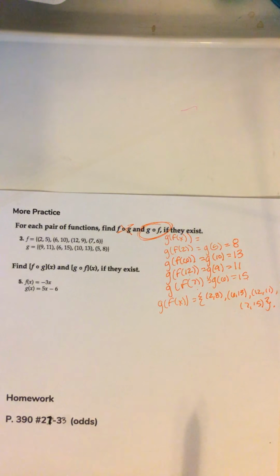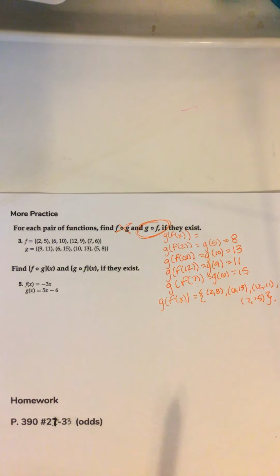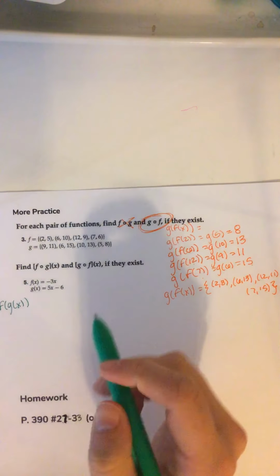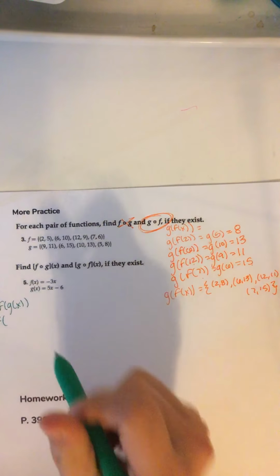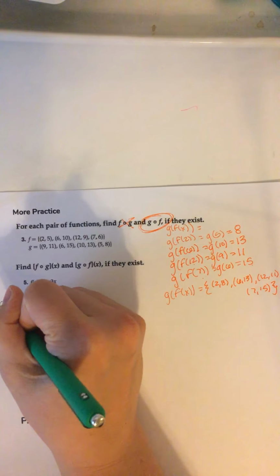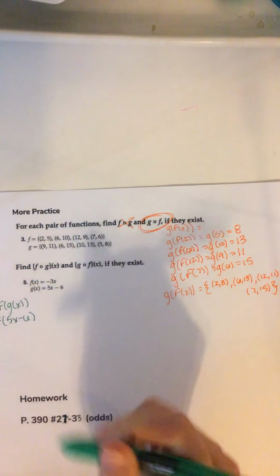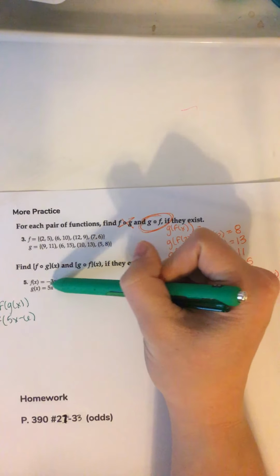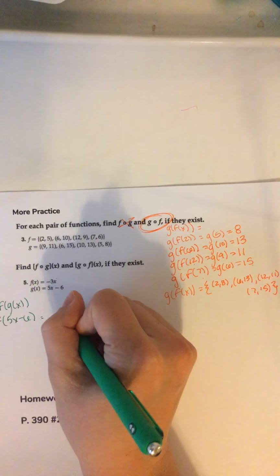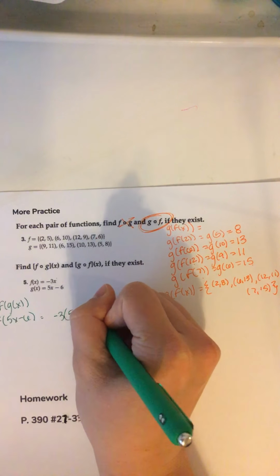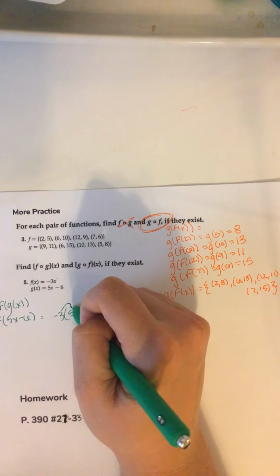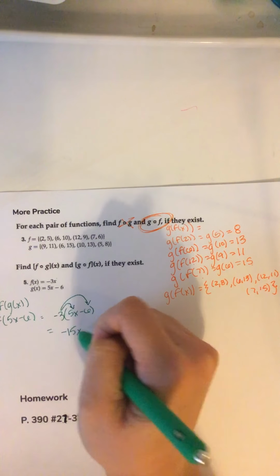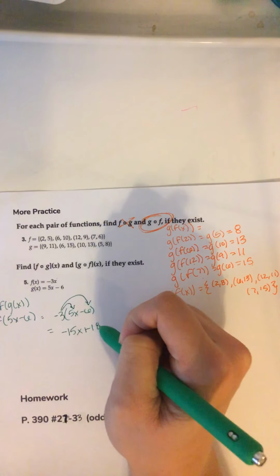So for number 5, we're going to find both f of g of x and g of f of x. Let's do f of g of x first. So I'm going to have f of, well, g of x is 5x minus 6. Then everywhere I see an x up here, I'm going to plug this in instead. So this is just going to be negative 3 times 5x minus 6, which I would just distribute the negative 3 in to get negative 15x plus 18.